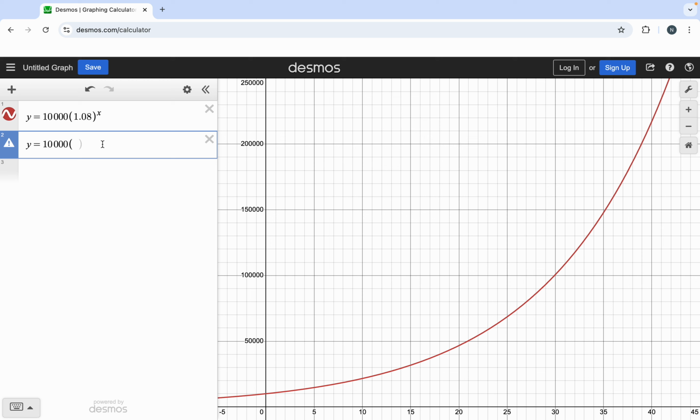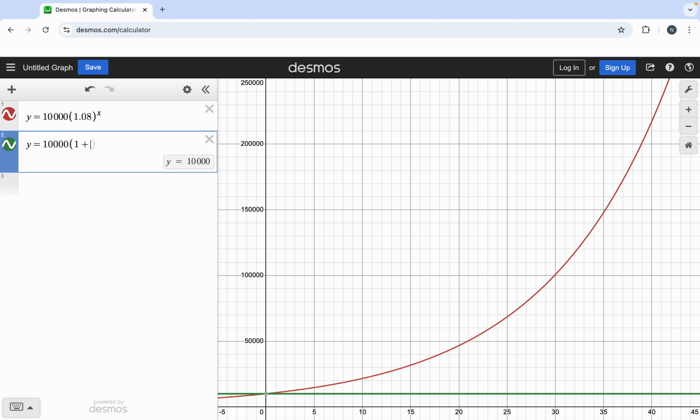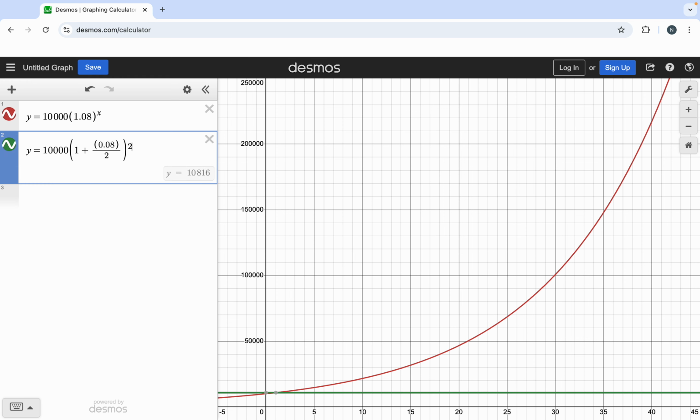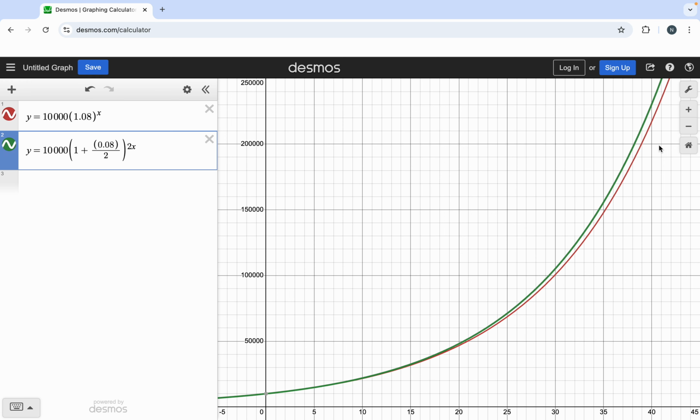So let's see what happens. So we have here 1 plus, let's write it like this, 0.08 over, this one was semi-annually, so 2, raised to the 2x. There we go. And you see it's just a little bit better, right? It's a little bit better if you're compounding twice a year instead of just once per year.